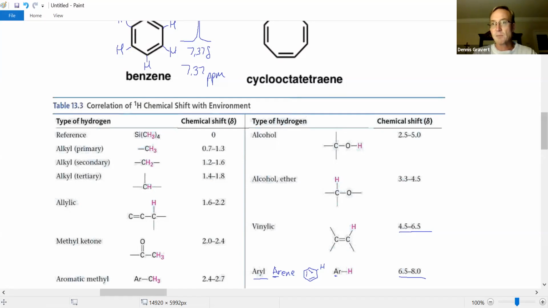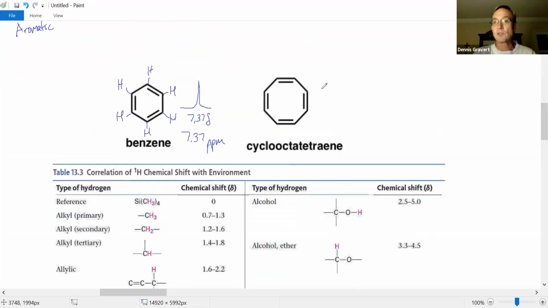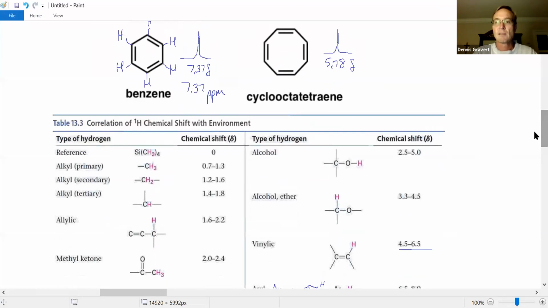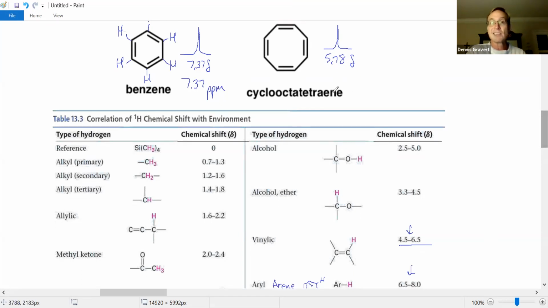Cyclooctatetraene, that crazy looking molecule, it's also symmetrical. All the hydrogens are equivalent. It also has a single peak, but this peak is at 5.78. Wait, 5.78. That's in the region of a vinyl hydrogen, not the region of an aromatic hydrogen. So that's the laboratory test, the evidence that says cyclooctatetraene is not aromatic. And from our previous video, we said, no, that's not aromatic. There's 8 pi electrons. That's not a Huckel number, and if this molecule were to be allowed to be flat, it would be anti-aromatic, super unstable, super reactive.